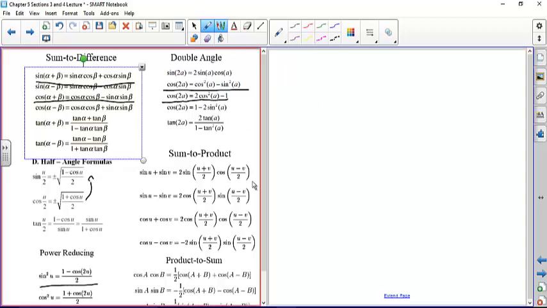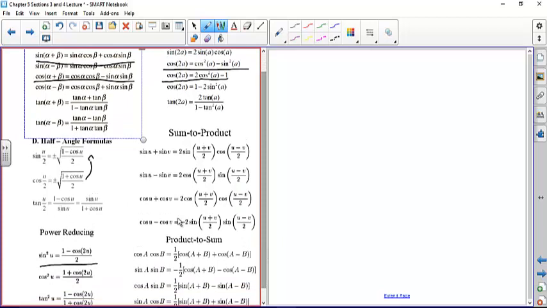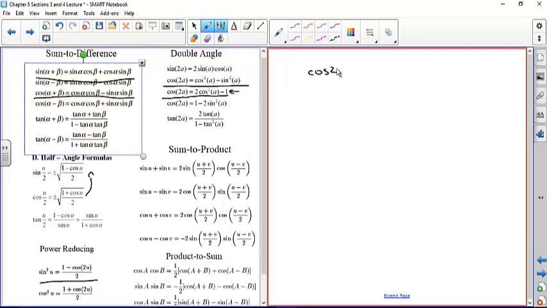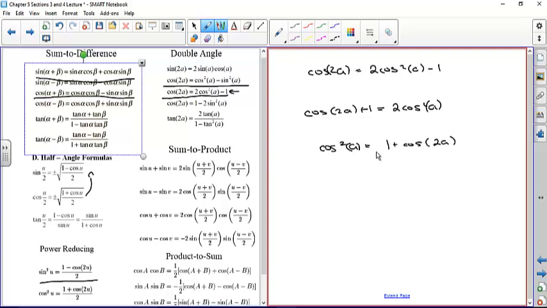And then these down here, the power reducing ones, I think you could just use these equations again. So let's just do it here. Again, use this one right here. The cosine of 2a is equal to 2 cosine squared of a minus 1. If we add 1 to both sides, you get cosine of 2a plus 1 equals 2 cosine squared of a, and divide by 2. And switch sides, you get cosine squared of a is equal to 1 plus cosine of 2a over 2. And there you go. That's this one down here.